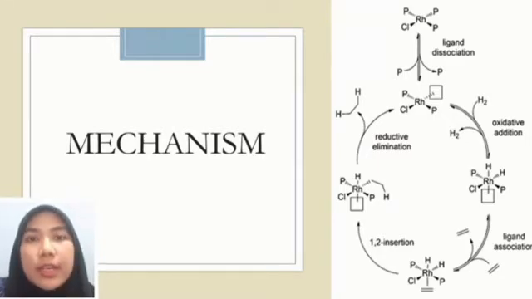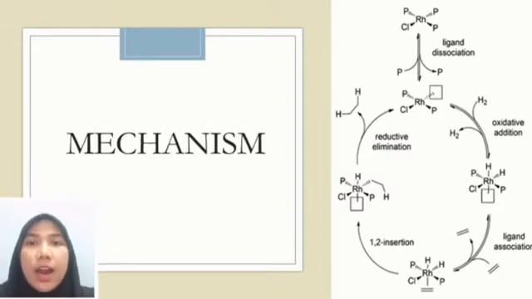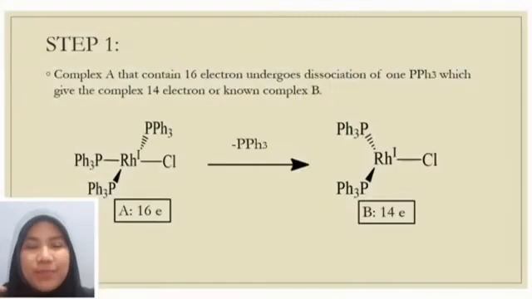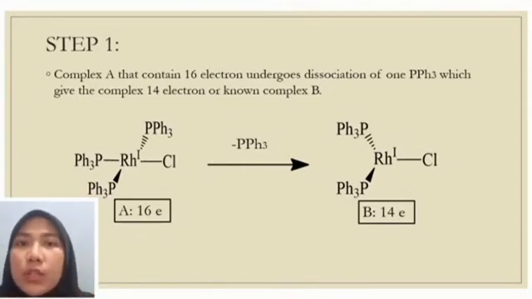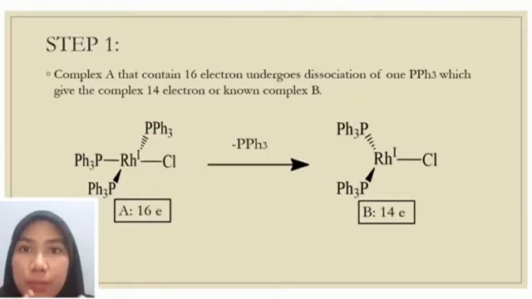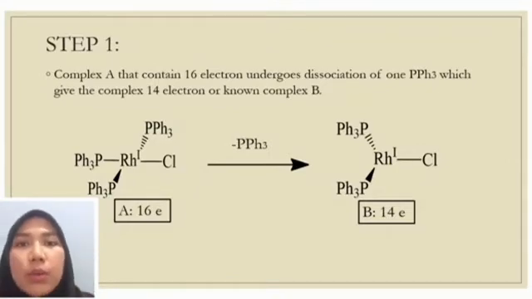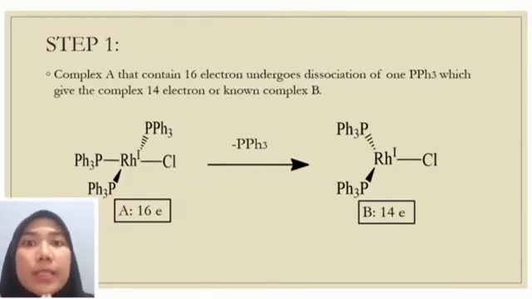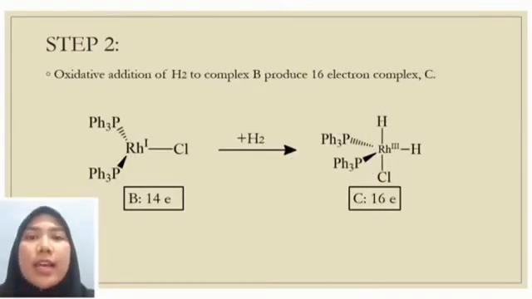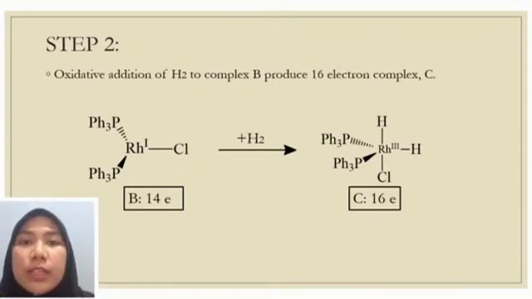As shown there, that is the cycle for the mechanism of hydrogenation of alkene using Wilkinson catalyst. But don't worry, I'll guide you step by step, which includes 5 steps in this mechanism. First step. Here we have complex A, which is Wilkinson catalyst that contains 16 electrons, where it undergoes a dissociation of 1 PPh3 from it, which gives another complex with 14 electrons, or I name it as complex B.